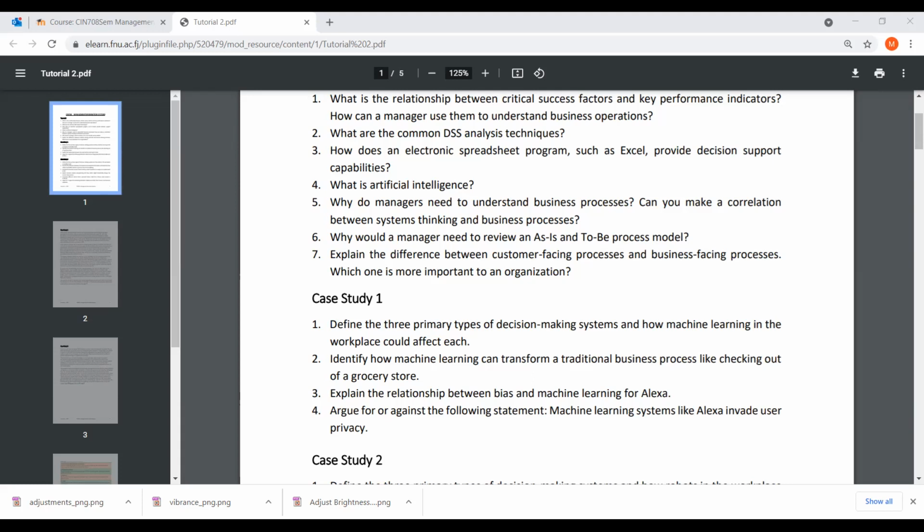These types of decisions are considered semi-structured decisions.